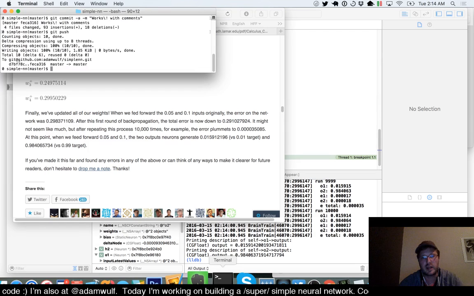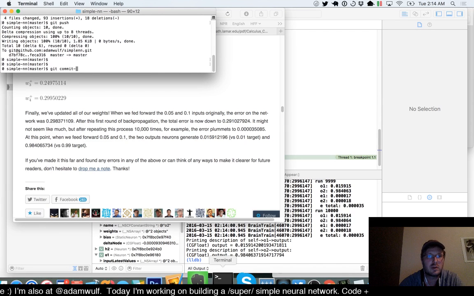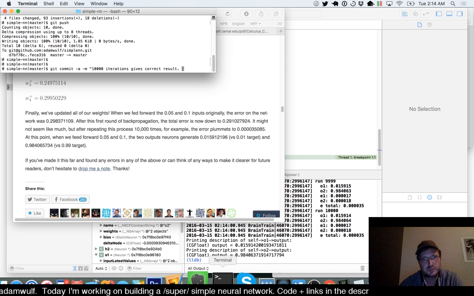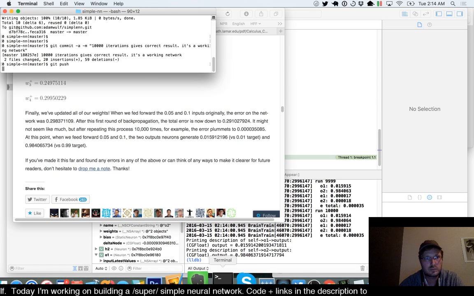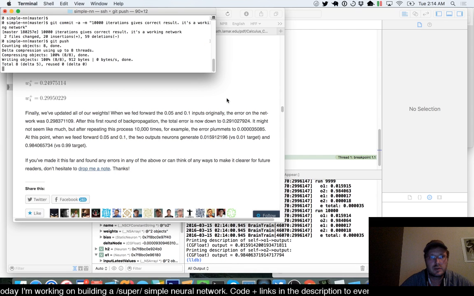Anyway, I'm super happy with this. Commit: 10,000 iterations gives correct result. So working network. Cool. This is awesome. This is really good.